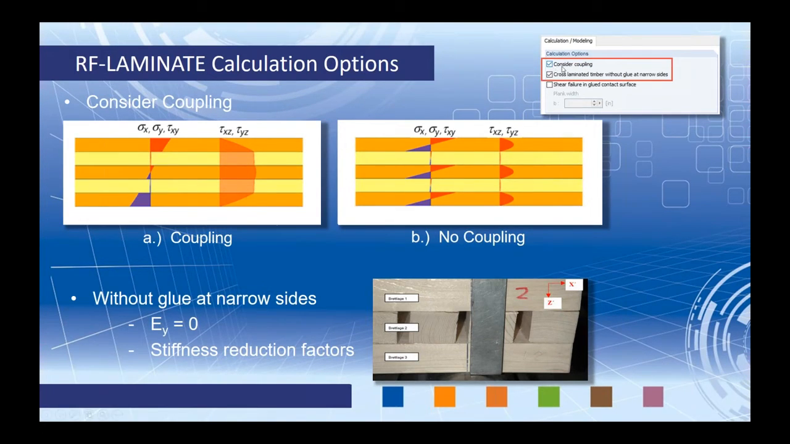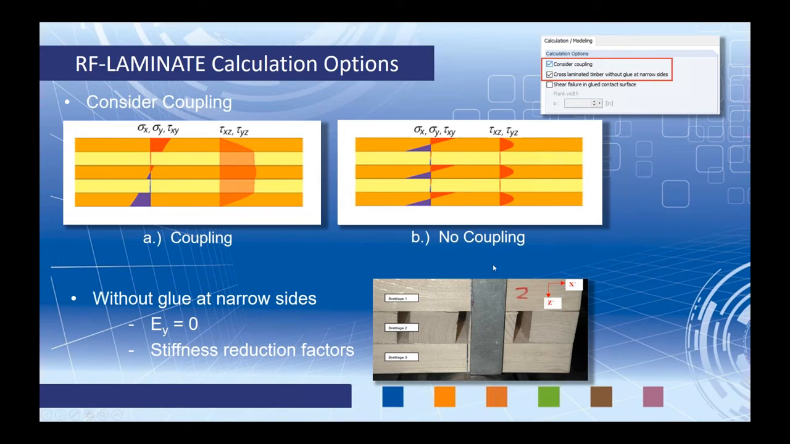So the first option, consider coupling. This is automatically turned on by default. And the reason why is we're going to make the assumption that these layers are glued to each other at both the top and bottom. So you can see here the stress diagram when we are considering coupling. So here are normal stresses as well as shear stresses and the stress distribution that we're seeing for coupling behavior.